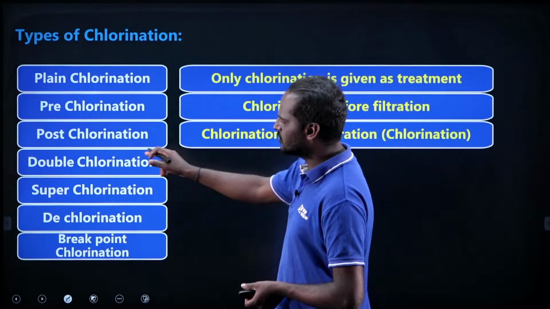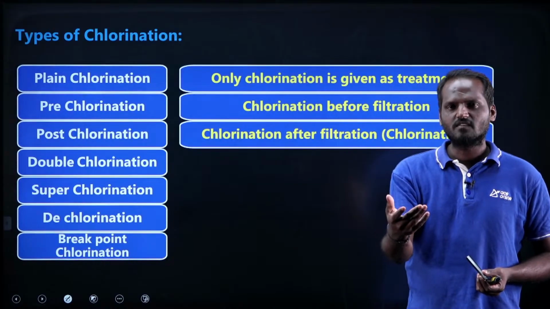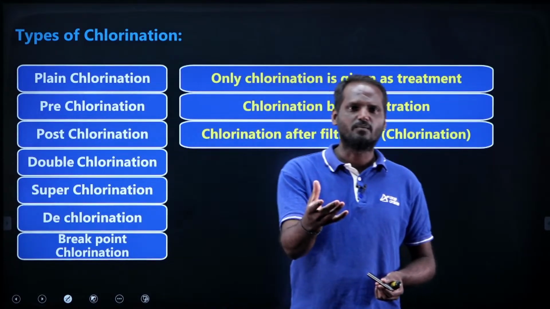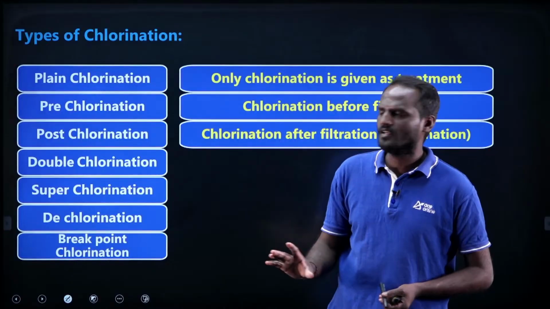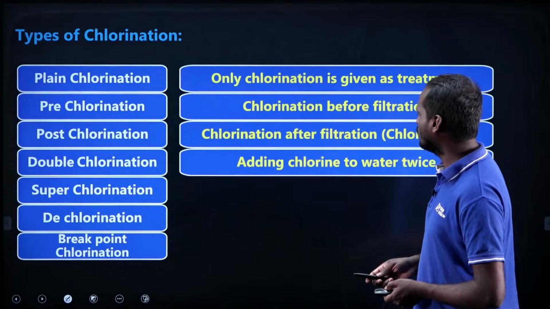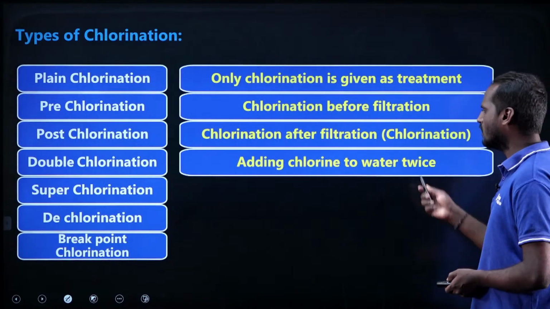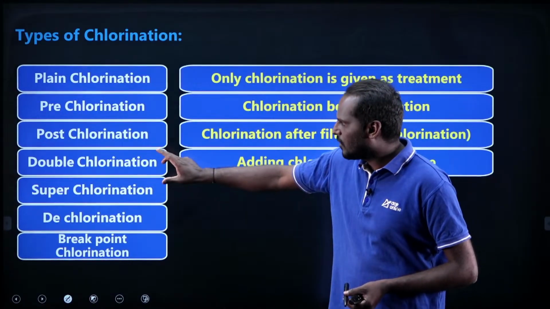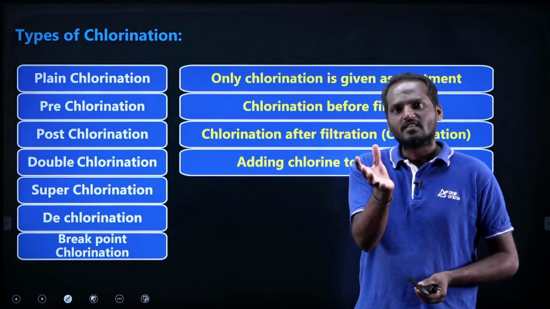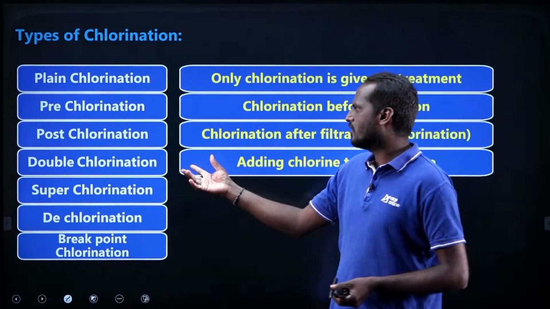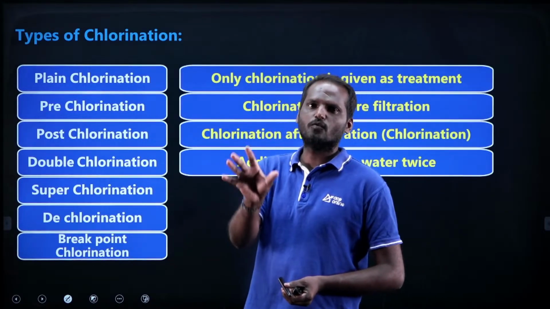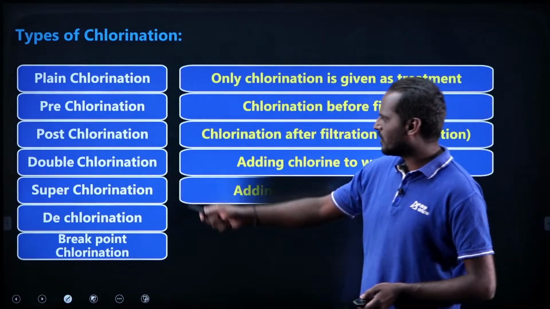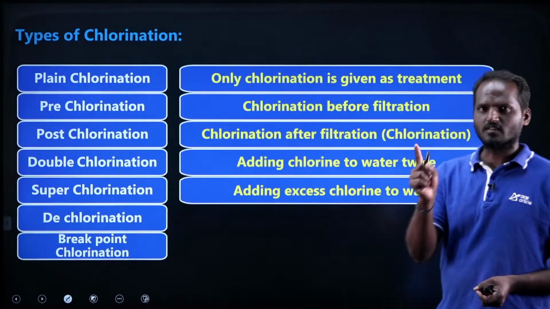Chlorination after filtration. What is double chlorination? If you do pre-chlorination as well as post-chlorination, that is double chlorination. It means you chlorinated that water twice, before and after. Since the available source is of very bad quality, you can go for double chlorination. What is super chlorination? Super chlorination means adding excess chlorine. Don't confuse double chlorination and super chlorination. Double chlorination means chlorination is done before filtration as well as after filtration, but in super chlorination you did chlorination only once but added an excess amount of chlorine. That is the basic difference between double and super. They are not the same. Super chlorination means adding excess chlorine only once.